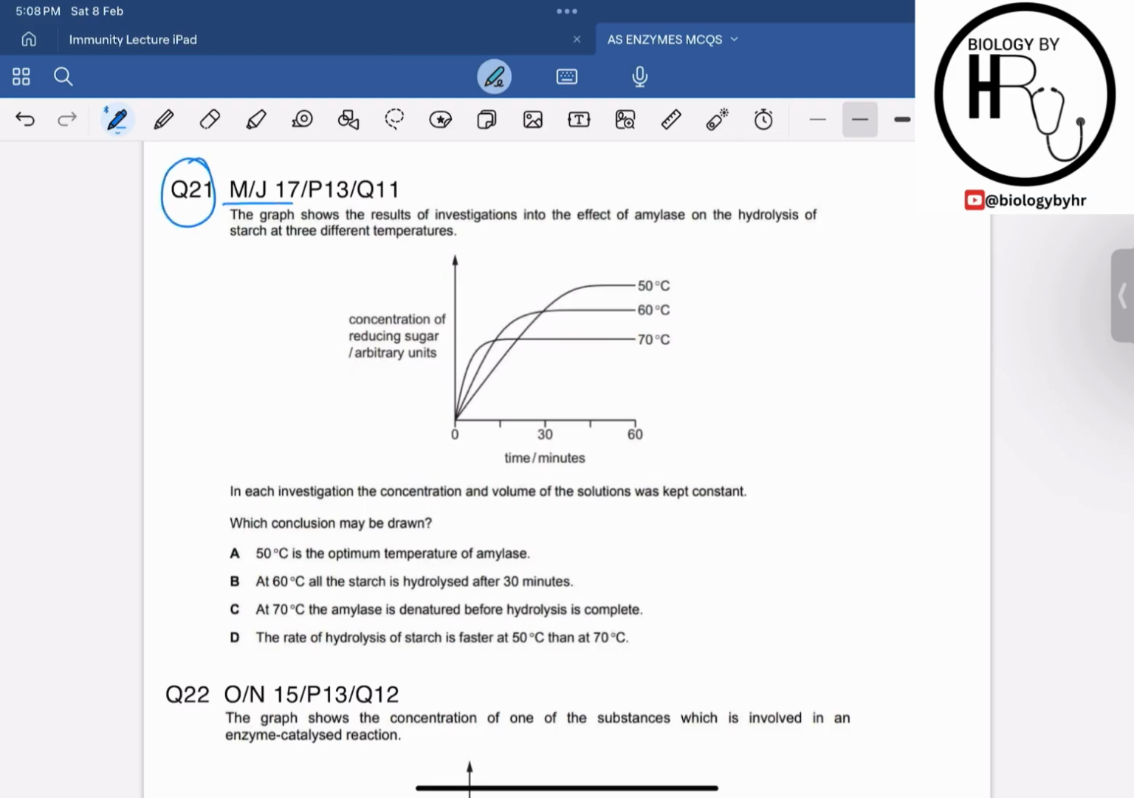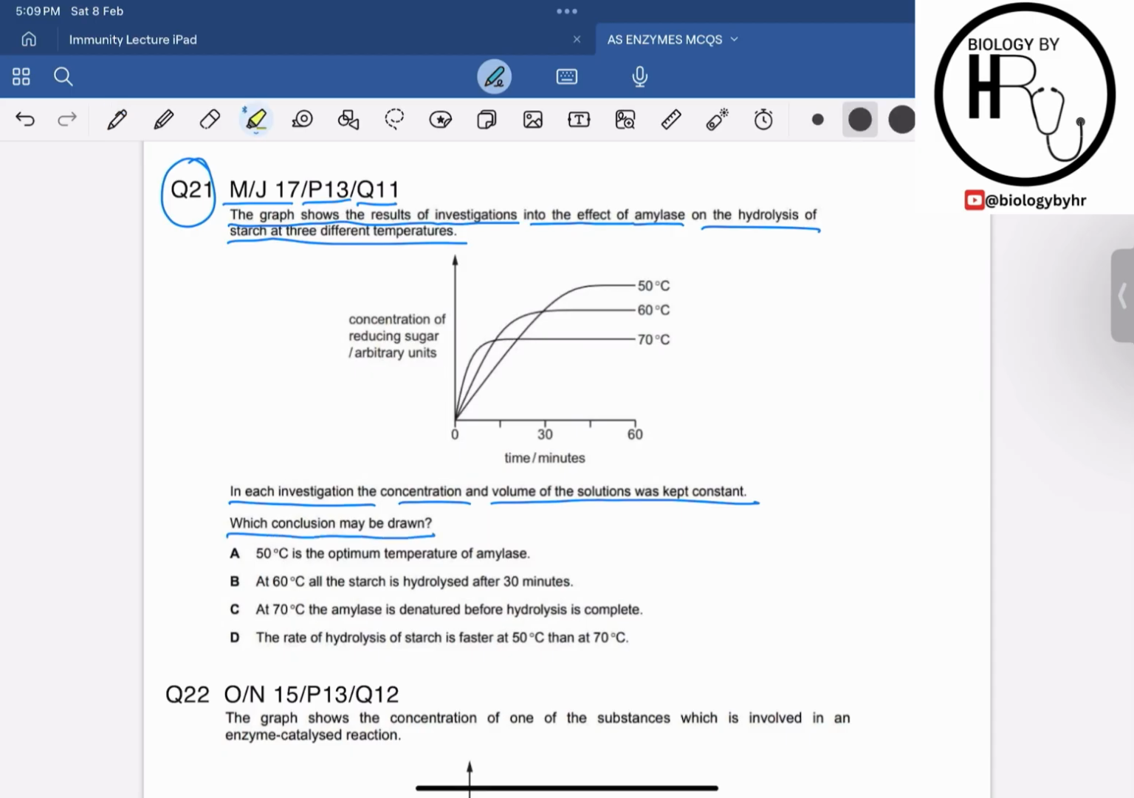It is from May June 2017, paper 1-3, question 11. It says that the graph shows the results of an investigation into the effect of amylase on the hydrolysis of the starch at 3 different temperatures. In each investigation, the concentration and the volume of solution was kept constant. What conclusions may be drawn?